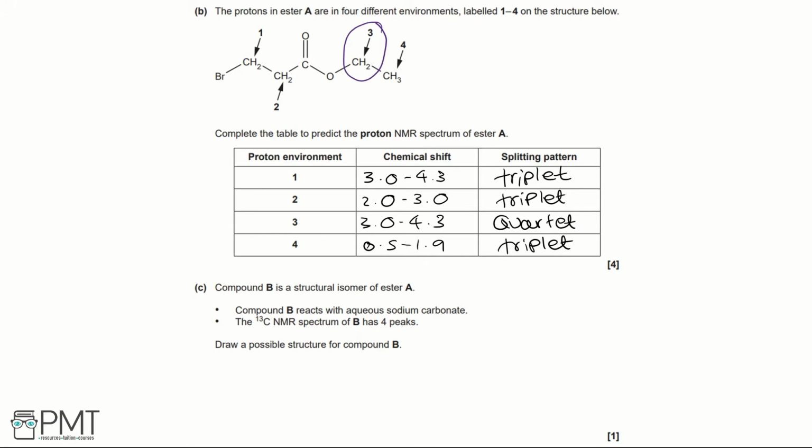To get the marks for this question, you get 2 marks for having all 4 chemical shifts correct, and then you get 2 marks for having all 4 splitting patterns correct.